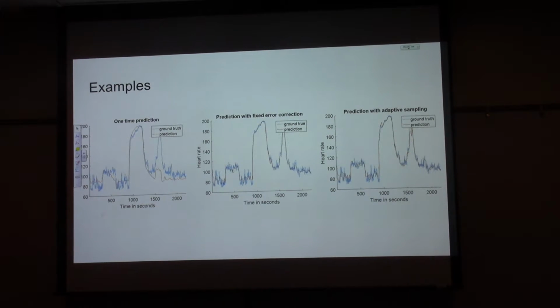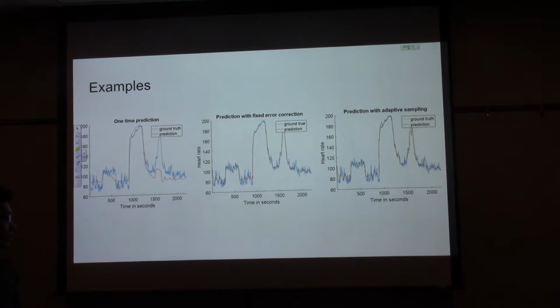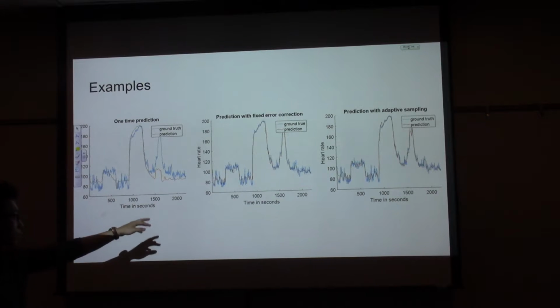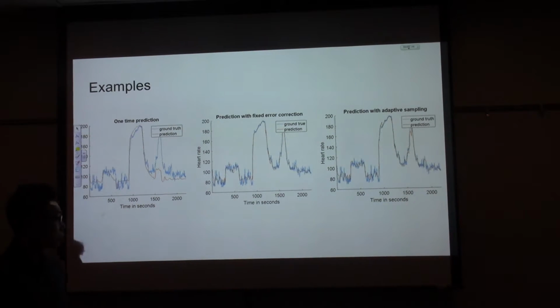So here are some results. The first figure is, as you see, the orange predicted with the NARX model, which you can see at the end diverges from the ground truth data. The second figure shows the prediction with the error correction based on a constant time interval. And the third one is the correction based on the adaptive selection.